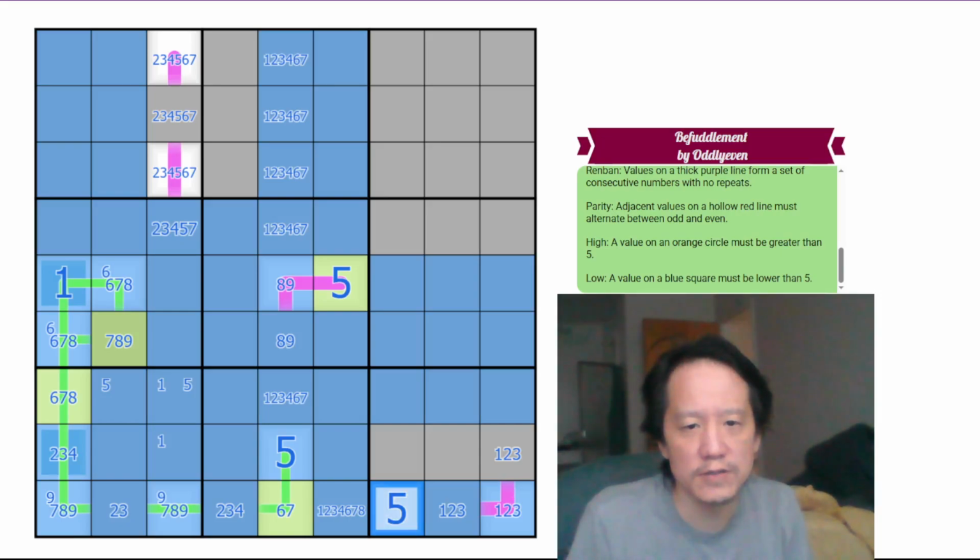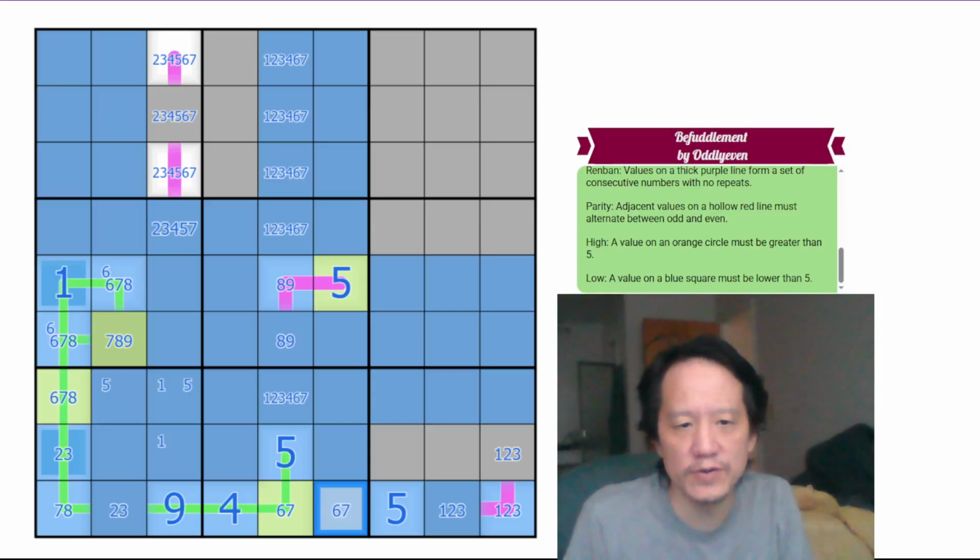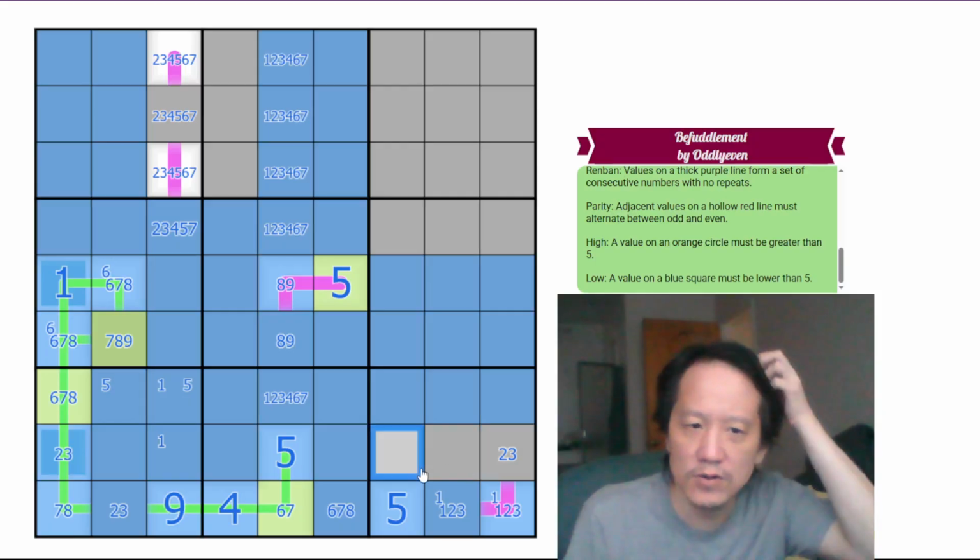That was correct. This has to be a 4, which makes this a 9. This can't be 9 here. That means this can't be 4 here. This must be 6, 7, or 8 here. 1 has to be one of these two, so this can't be 1 here.